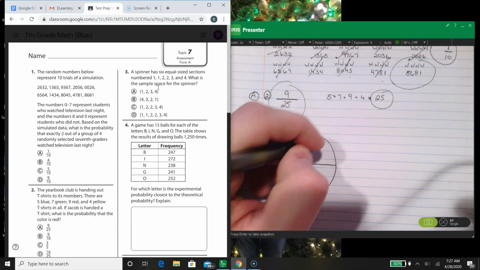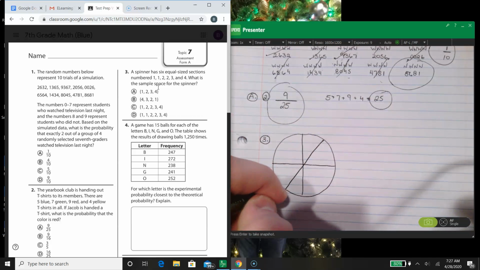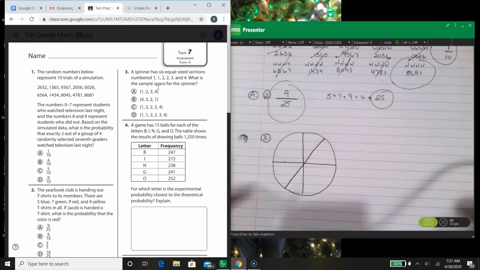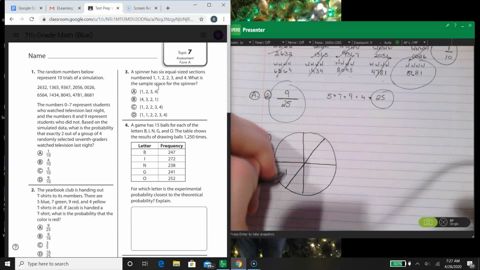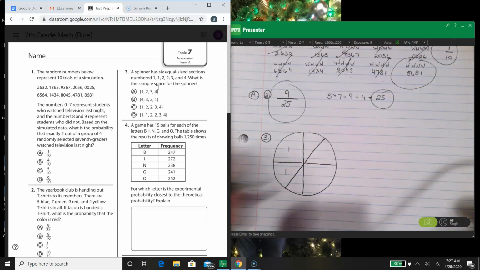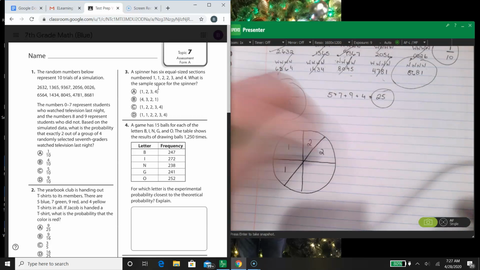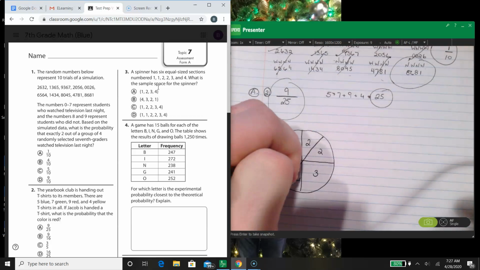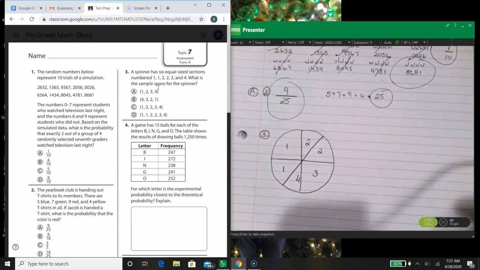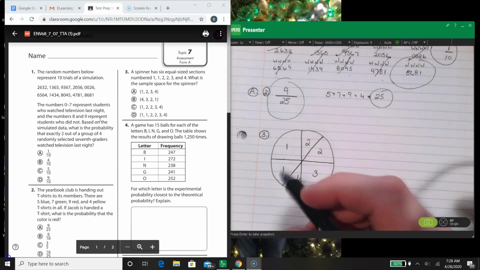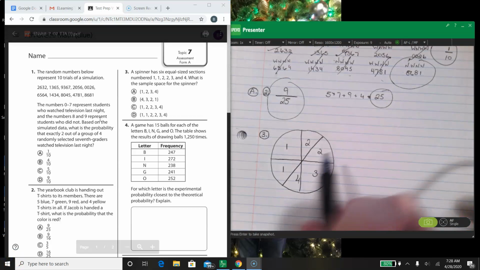and we're going to do our best to pretend that Mr. Garrett just drew some equally sized sections here, okay? But if we were to go through and label, we'd have 1, 1, 2, 2, 3, and 4. What is the sample space for the spinner?